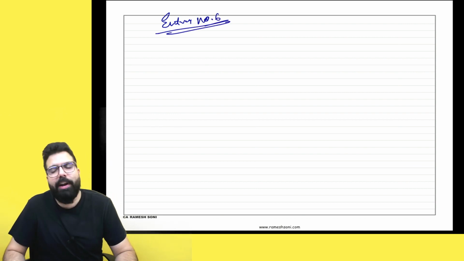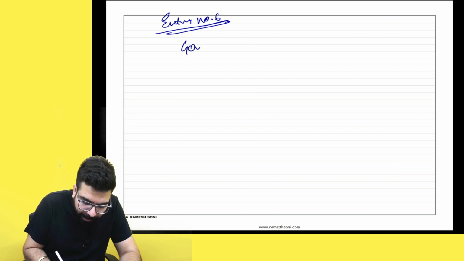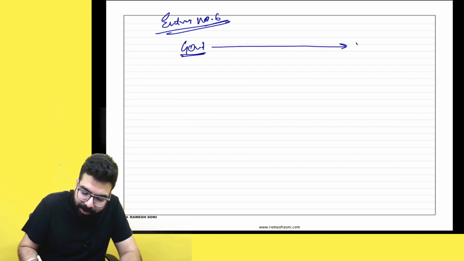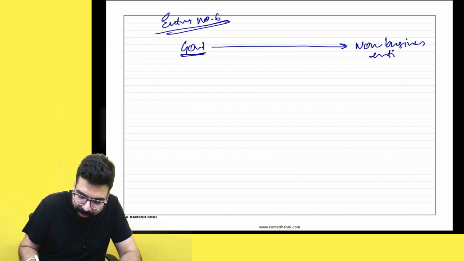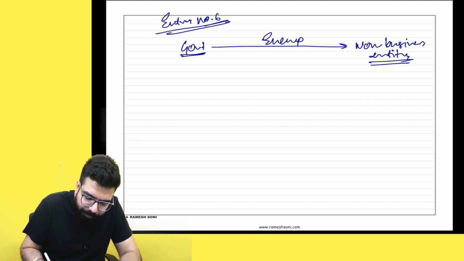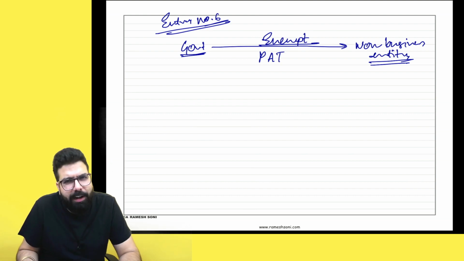Entry number 6 in your exemption chapter. Sir, what did entry number 6 used to say? Listen, if the central government or state government is providing services to a non-business entity, it used to always be exempted, other than post, airport related services, and transportation related services.